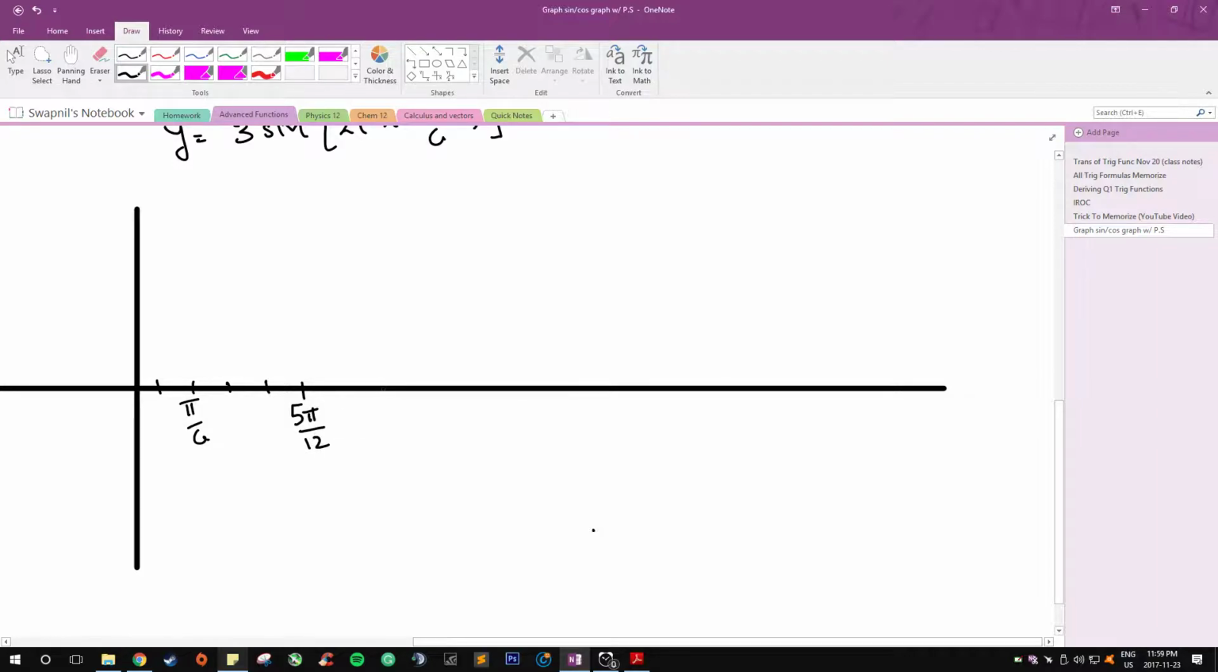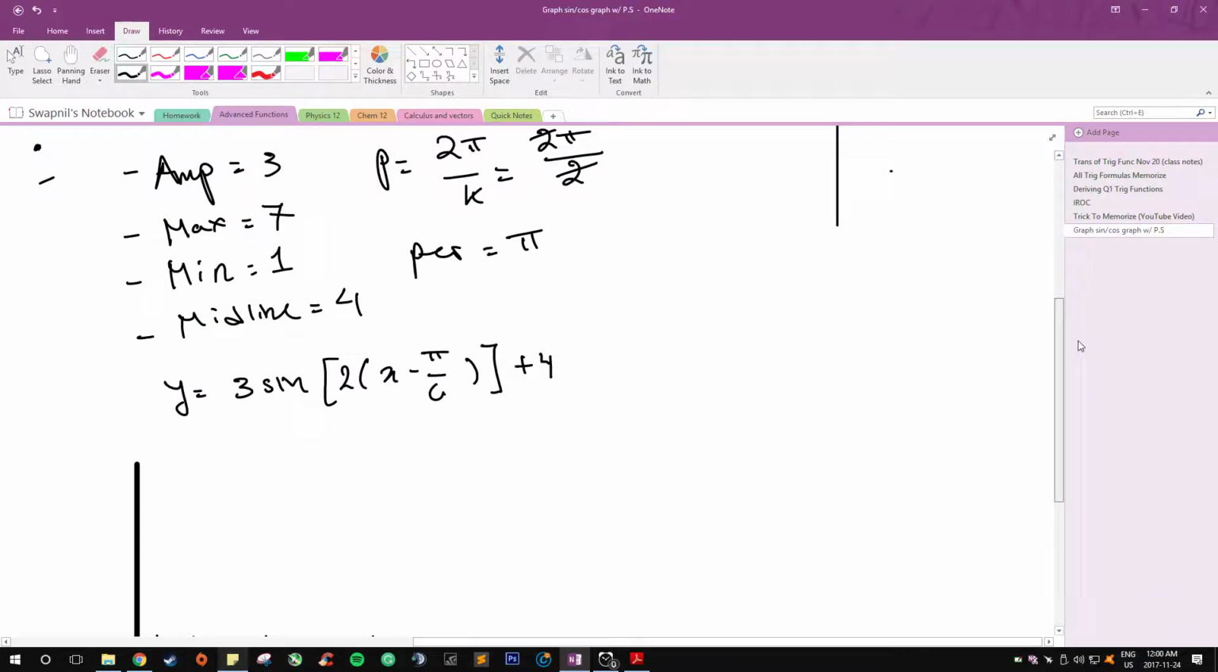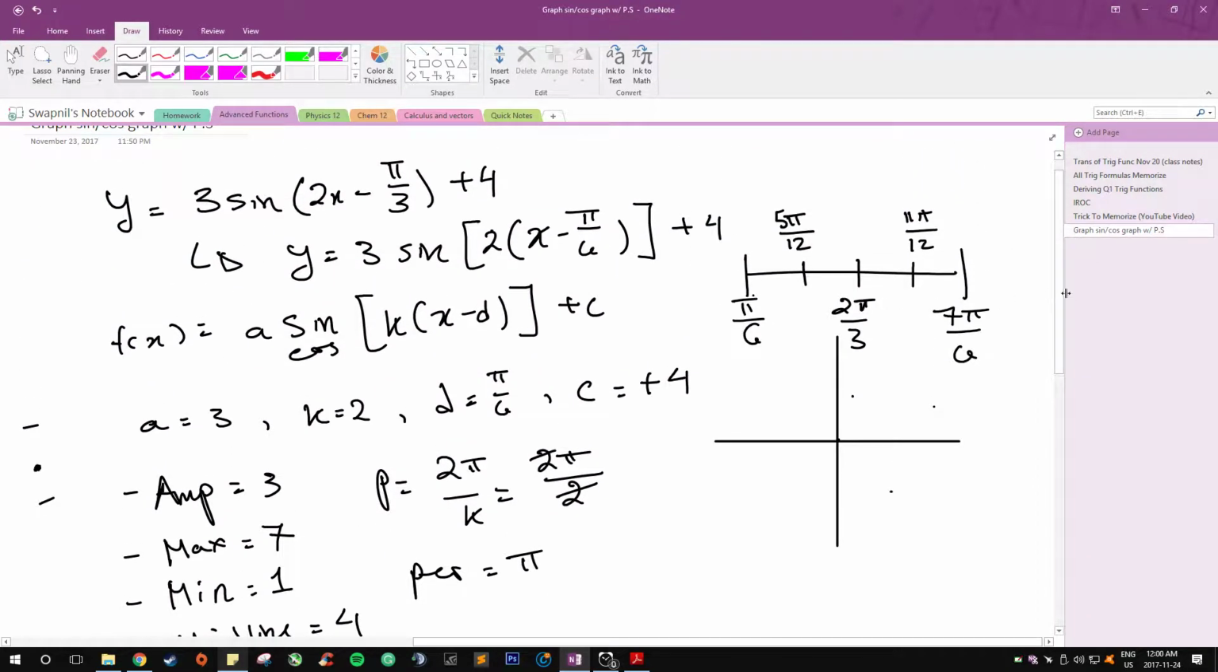6 pi over 12, which is pi over 2, 7 pi over 12, 8 pi over 12. Oh, I should be writing this down. 8 pi over 12 would be 2 pi over 3, which is, yeah, it's one of our points.